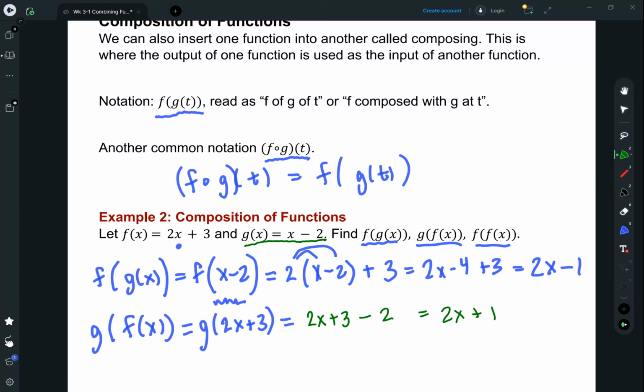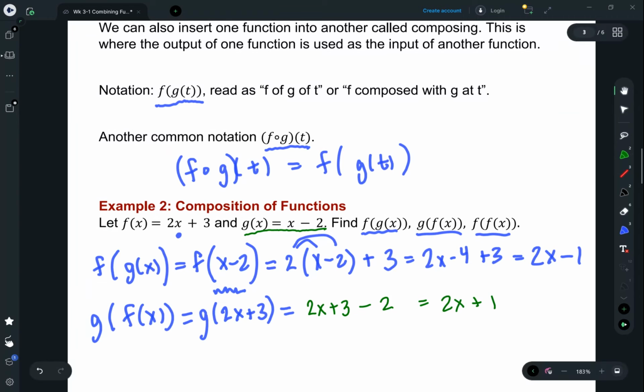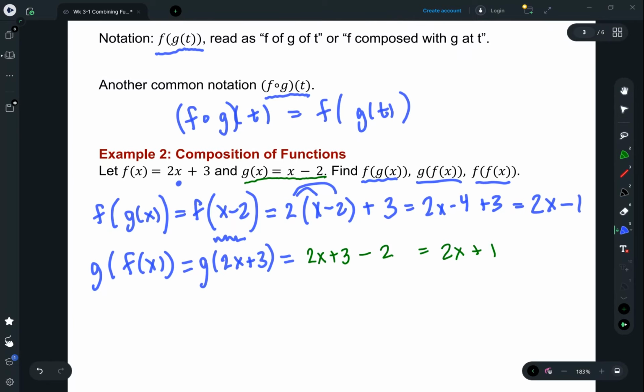And you can see that f of g and g of f are not the same. They look similar, but that's just a coincidence. So what I would like you guys to do now is try to compose f with itself. So I would like you to find f of f of x. So pause the video and just give it a try.